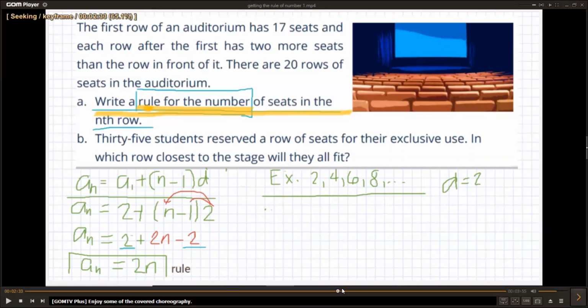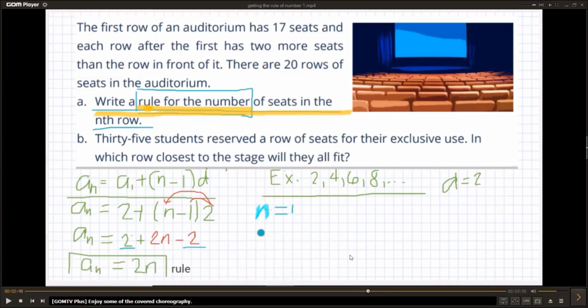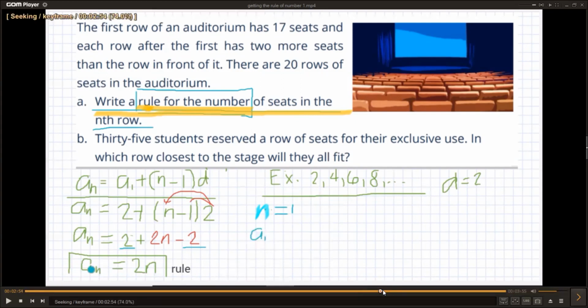Now, to test if the formula is correct, let's get the sequence using the rule. How do we get the first term using the rule? Again, this is the rule of this sequence, and the sequence is 2, 4, 6, 8. To test, just substitute the value of n.